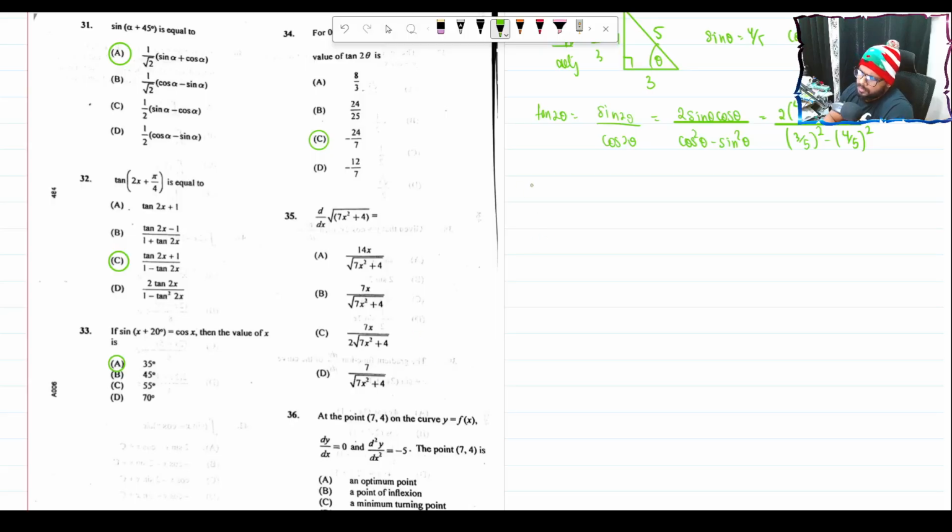The differential of this is 7x squared plus 4 to the half. Differentiating, half times 7x squared plus 4 to the minus a half, multiplied by the differential of the brackets, which is 14x. 14x by a half is 7x. So I'm expecting 7x on top, over the square root of 7x squared plus 4. The answer is D. No, sorry, B.